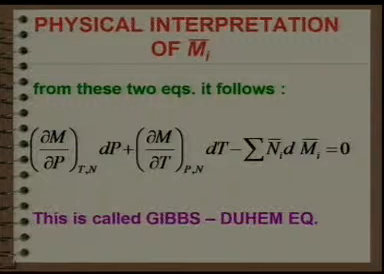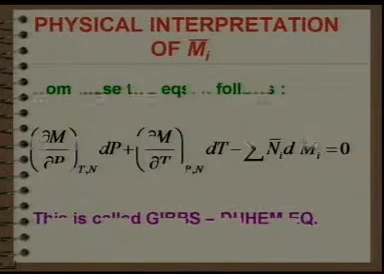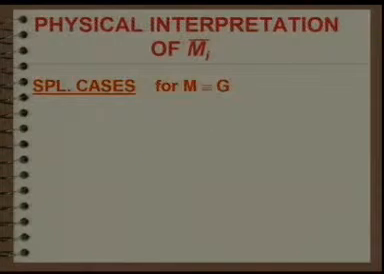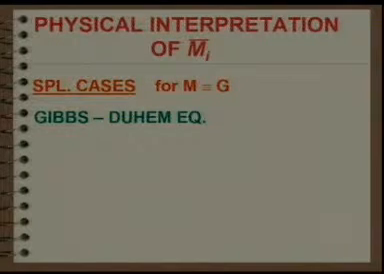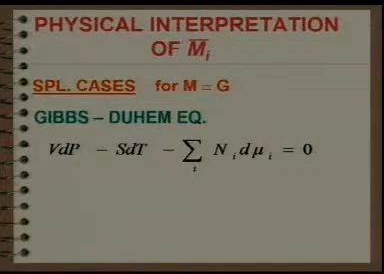Chemical potential, isn't it? So you get a very interesting result, one of the most important results which is often used, the special case for M equal to G, which quite often you will find in books. The Gibbs-Duhem equation is written as only this equation, which will become V dP minus S dT minus sum n_i dμ_i equal to 0. So you can see the importance of this equation. It is going to tell us the relationship between change in pressure, change in temperature and change in chemical potential of a multi-component system. Clear?